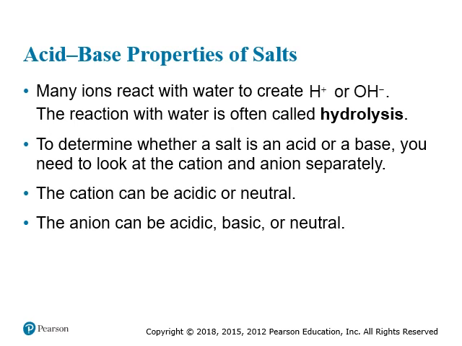So in order to determine whether a salt is an acid or a base, you need to look at what happens once that reaction takes place, once the dissociation of a salt in water occurs. You have to look at the cation and you have to look at the anion, but you have to look at them separately. The cation can be either acidic or neutral. The anion can be acidic, neutral, or it could be basic.